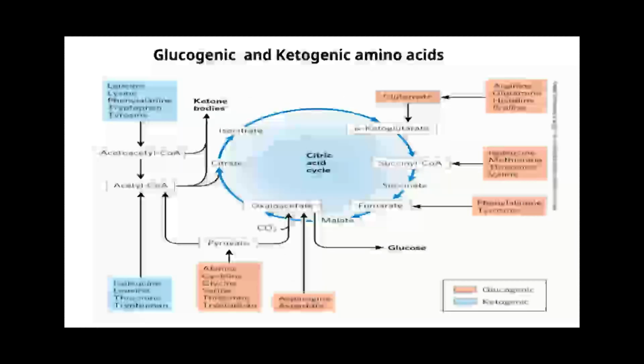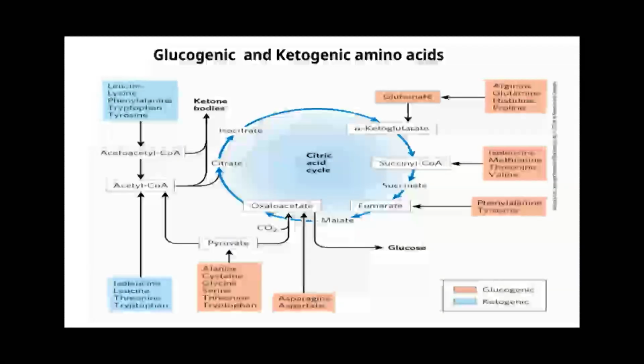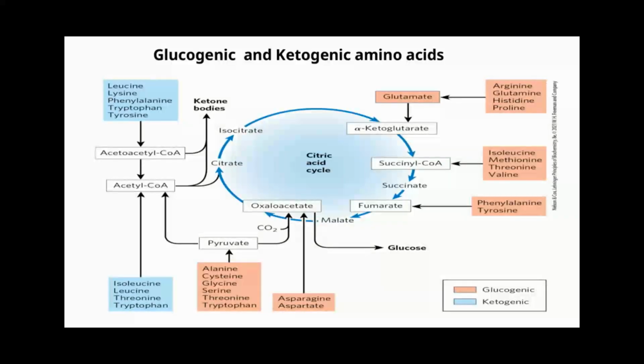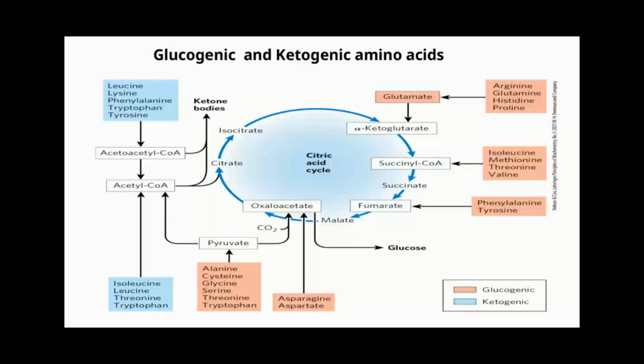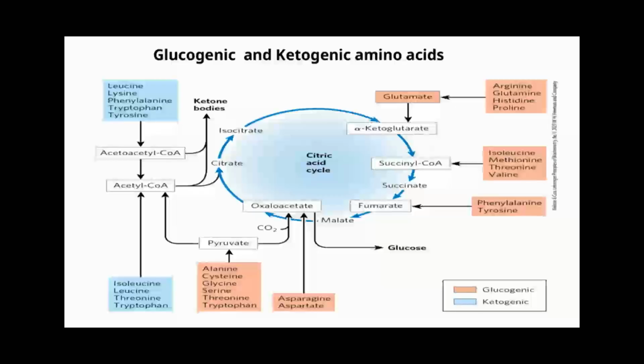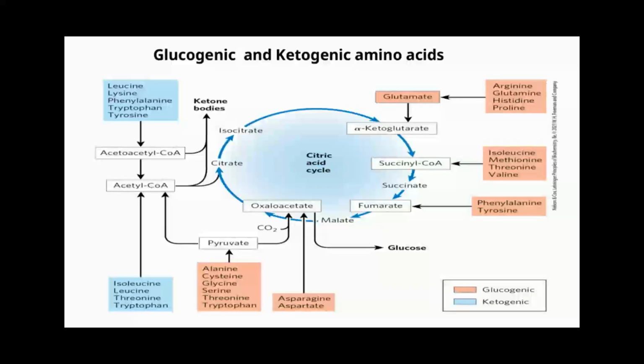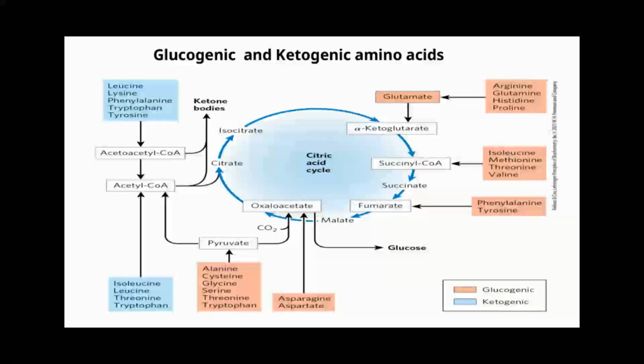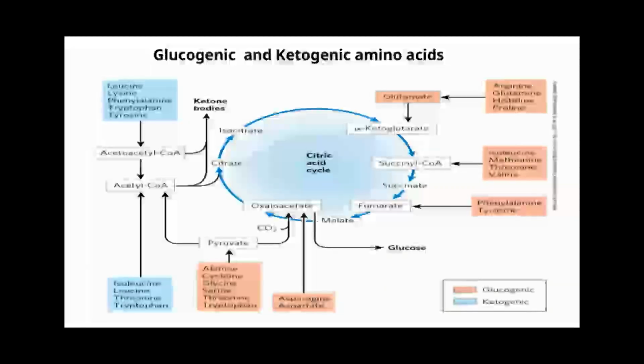Now, let's take a closer look at glucogenic and ketogenic amino acids. These are 2 important categories based on how amino acids are used in metabolism. Glucogenic amino acids are those that can be converted into glucose through a process called gluconeogenesis. This means they can help maintain blood sugar levels, especially during fasting or intense exercise. On the other hand, ketogenic amino acids are those that are broken down into compounds that can be converted into ketone bodies, providing an alternative energy source when glucose is scarce.